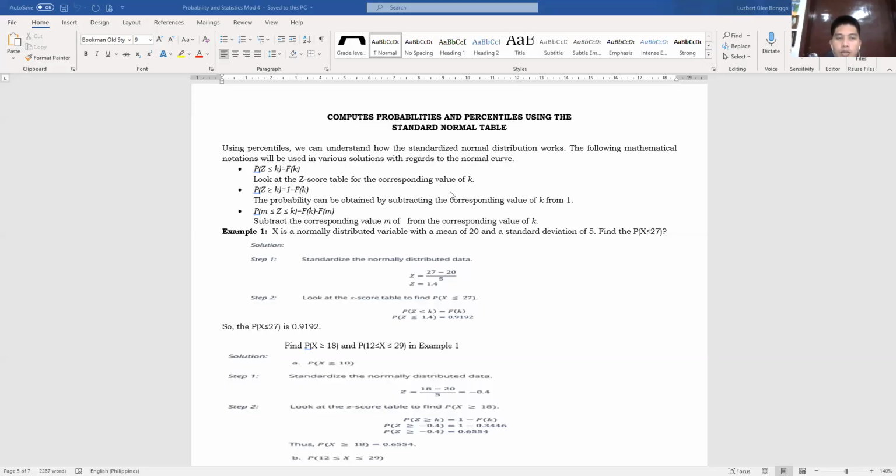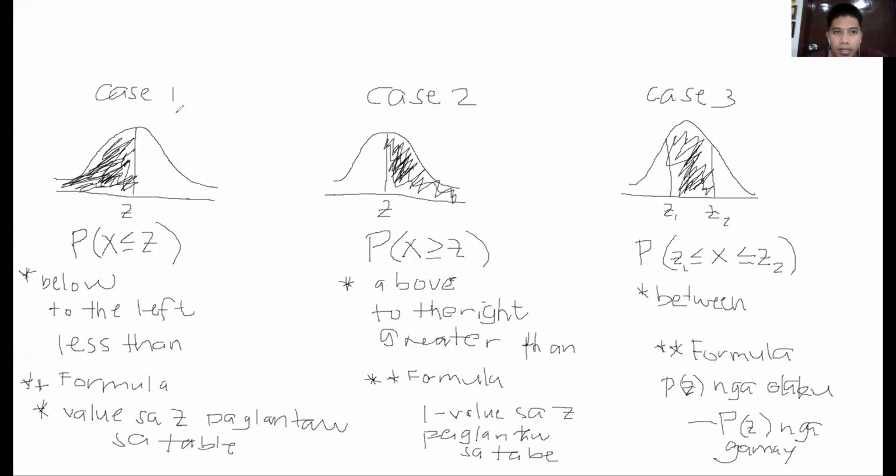Now, let's proceed to the steps on how to compute the probabilities and percentiles using the standard normal table. So in this process, naa tay tulo ka case. So kaniyang formula nga gihatag diri. Pero naa pud koy lain nga process. So we'll have here 3 cases. So we'll have here case 1, case 2, or case 3.